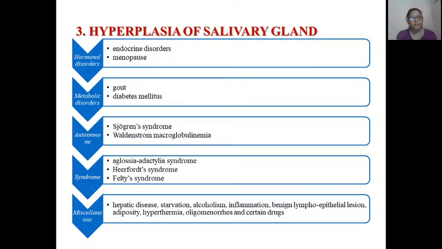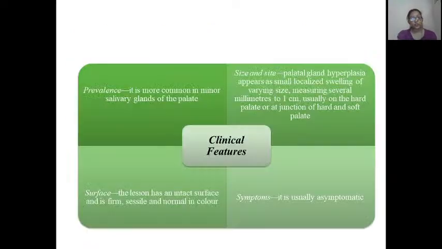Felty syndrome is also a triad which includes splenomegaly and rheumatoid arthritis. Various other causes of hyperplasia include hepatic disease, starvation, alcoholism, inflammation, benign lymphoepithelial lesion, adiposity, hypothermia, oligomenorrhea or irregular menses, and certain drugs.